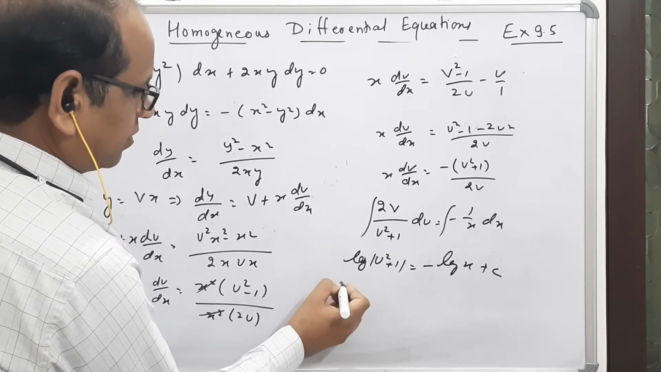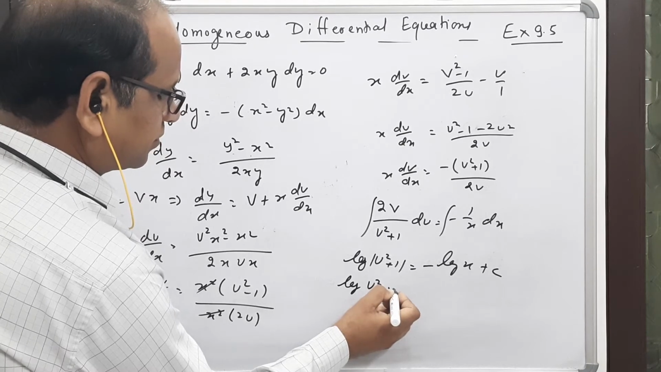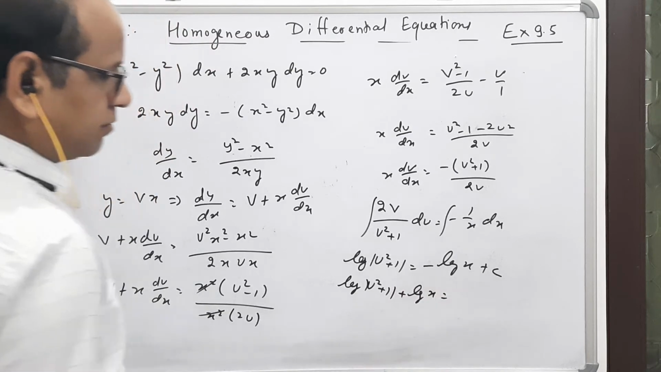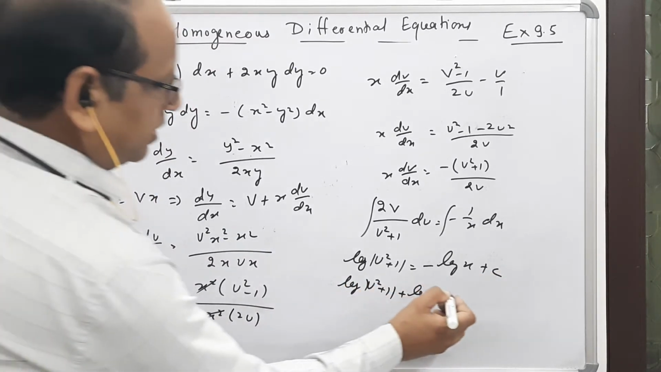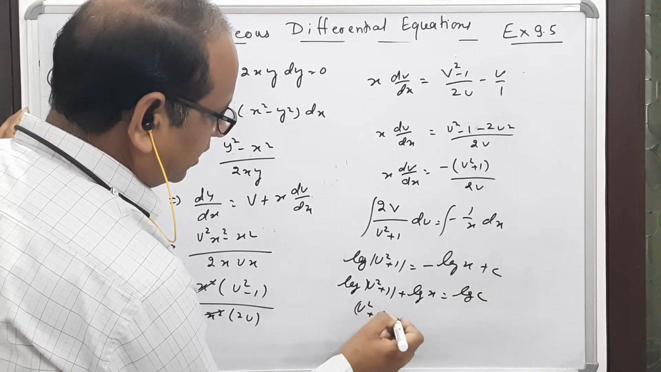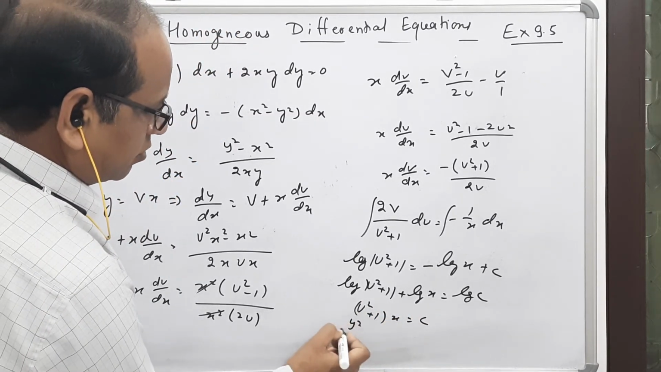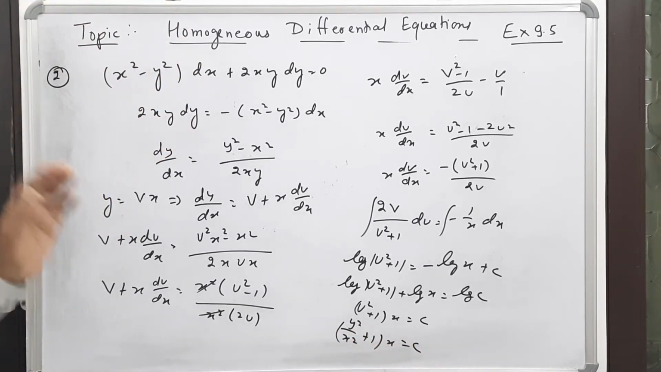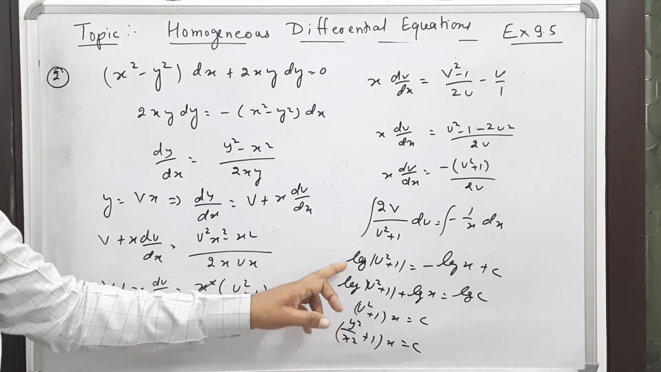Finally, we can write it as log of v square plus 1 plus log x. Now see, whenever two terms are logs, we can take this c as log c. So take this as log c. By using the property of log, it is v square plus 1 into x equals c. And now we can write y square upon x square plus 1 into x equals c, or you can multiply also.